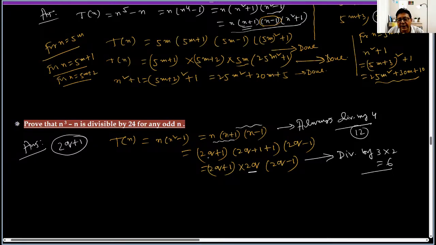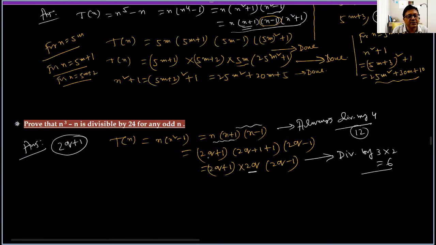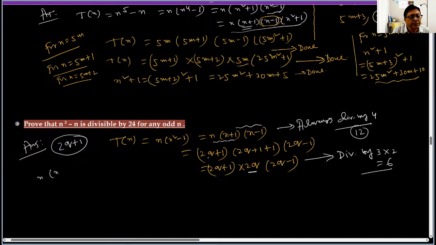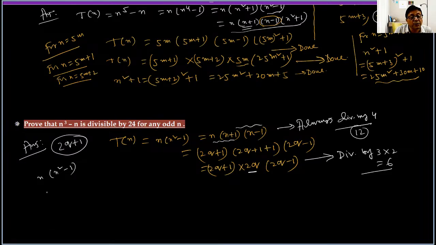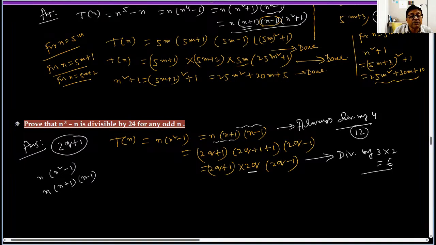For 4, if you take it common first, n into n square minus 1, where 4q cube plus 1 is always odd, I told you. So this will be n plus 1, n minus 1. Now you take n equal to 4q plus 1.